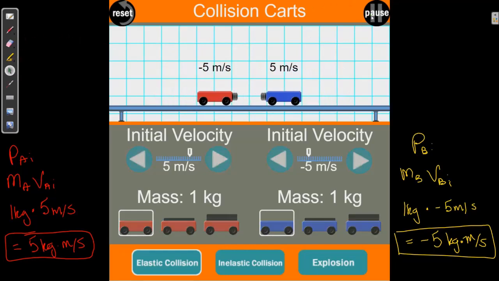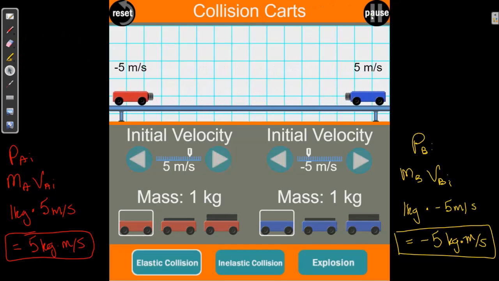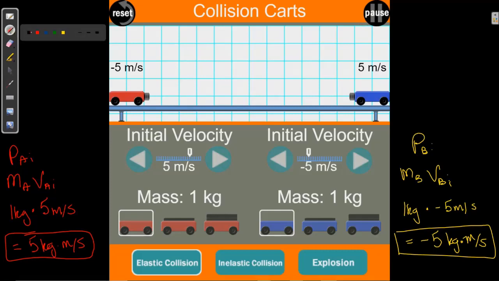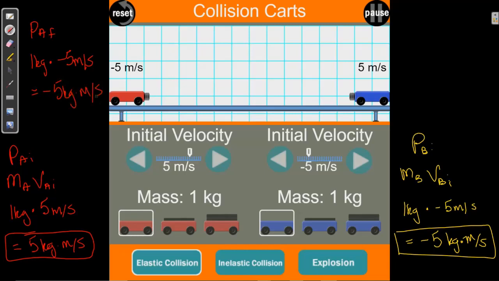So they move in, they bounce, and they move apart, and sure enough, those velocities were switched. So now, if we were to look at the final momentum of object A, momentum A final is now 1 kilogram times -5 meters per second, which is equal to -5 kilograms times meter per second.